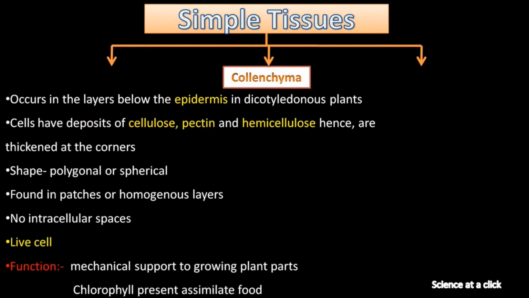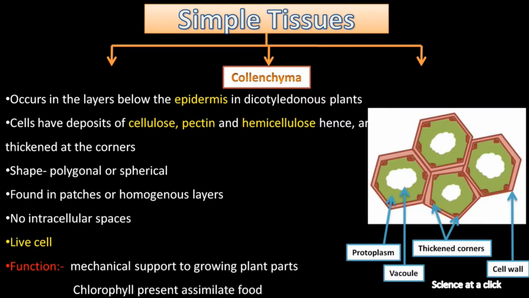Collenchyma are present beneath the epidermis in dicotyledonous plants. Cells have deposits of cellulose, pectin, and hemicellulose, hence have thickened corners. As seen in the diagram, the thickened corners. They are polygonal or spherical in shape and found in patches or homogeneous layers. They have no intercellular spaces and these are also live cells.